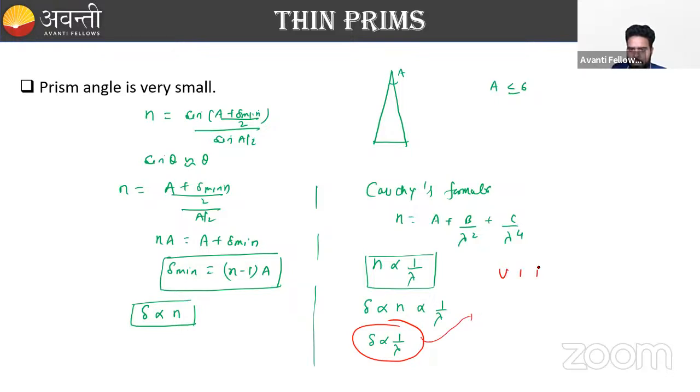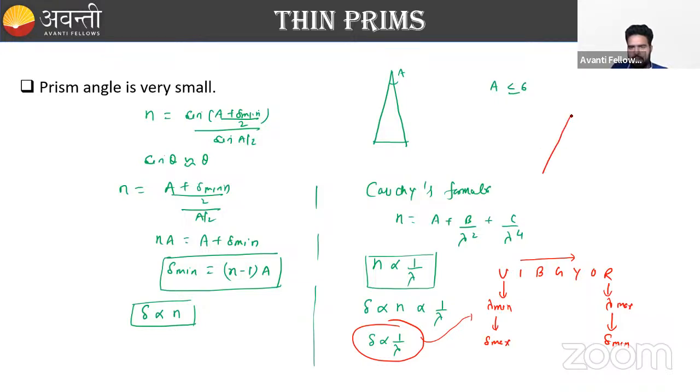So if we are talking about VIBGYOR, that is the 7 colors of light, and we know that this is the increasing order of wavelength. Red color has the maximum wavelength and violet color has the minimum wavelength. So according to this, the one having the maximum wavelength must possess minimum angle of deviation. So in this case red has minimum deviation, and in the case of violet we can say maximum angle of deviation occurs.